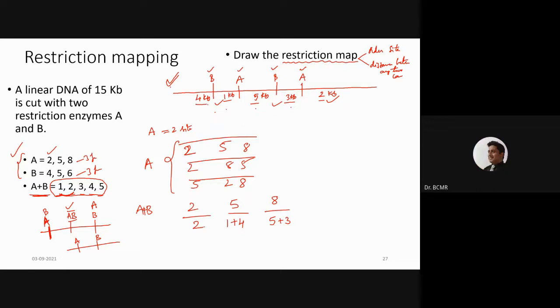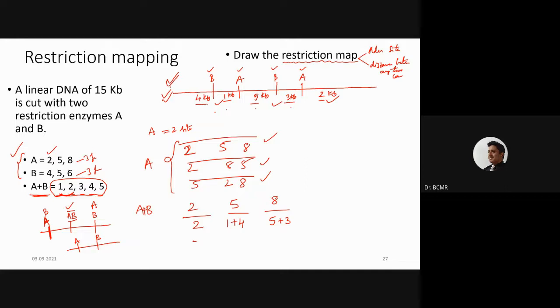Now we need to make this arrangement properly. Which of these is going to agree with your data, right? Also remember, sometimes there can be more than one possibility of restriction mapping, but not always. So keep that in mind. So how do we arrange this?